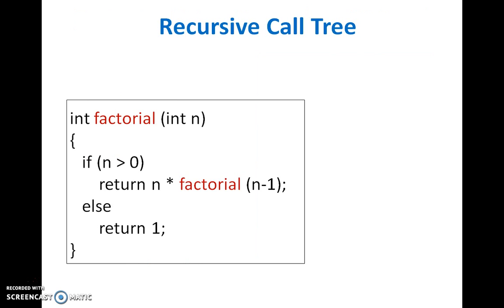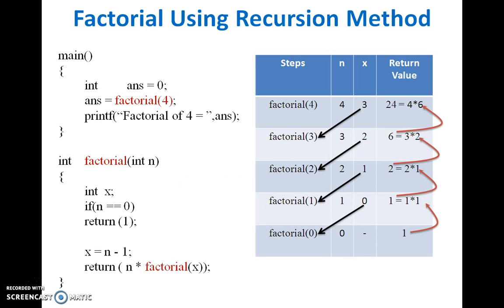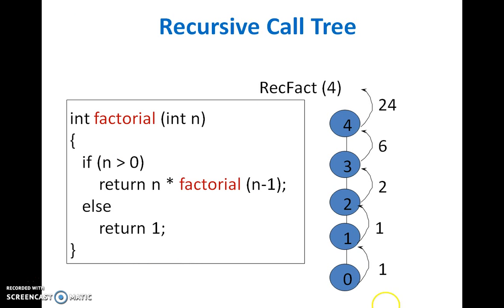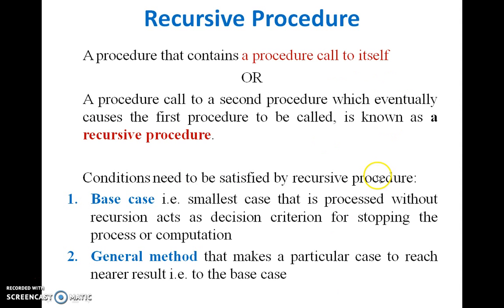For the same example, we will see how the recursive call tree will be drawn. What we have just seen in tabular format, the same recursive call we are showing in tree format. So for the same example, factorial 4 call is done till n's value becomes 0. Then factorial 0 returns 1, factorial 1 returns 1, factorial 2 returns 2, factorial 3 returns 6, and factorial 4 returns 24 to the main method. So this is the recursive call tree.